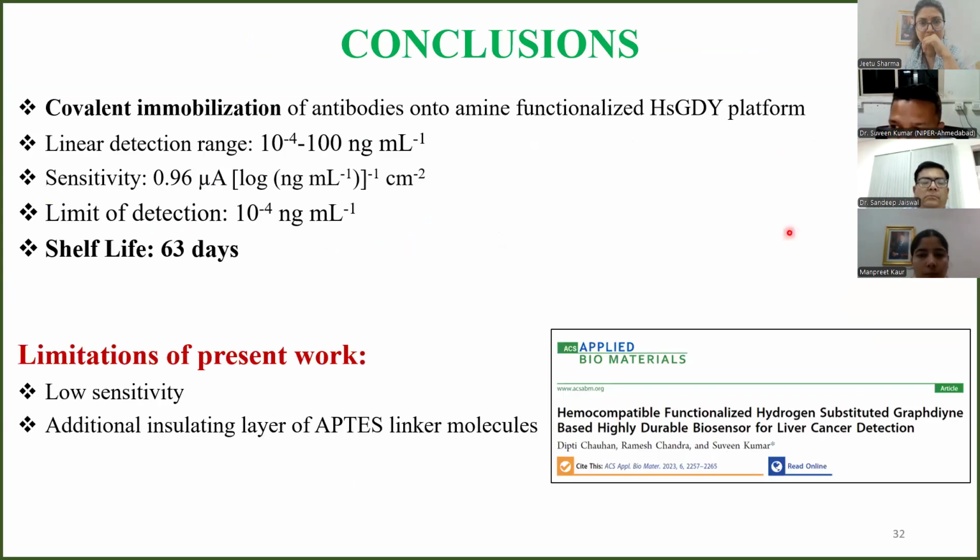The conclusion of this work is that we have successfully covalently immobilized antibody onto the amine functionalized hydrogen substrate graphene platform with a linear detection range of 10 to the power minus 4 to 100 nanogram per ml. Definitely we lose sensitivity, but shelf life increases to 63 days. The limitation of this work is low sensitivity, about 0.96. It is lower than the previous one, and this may be due to the addition of an insulating layer like APTS molecules. This paper is published in ACS Applied Biomaterials.